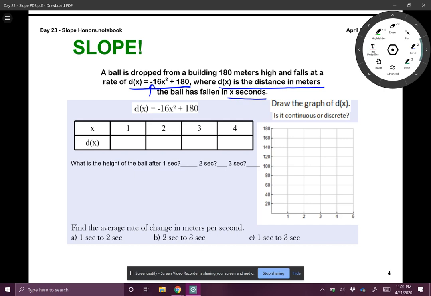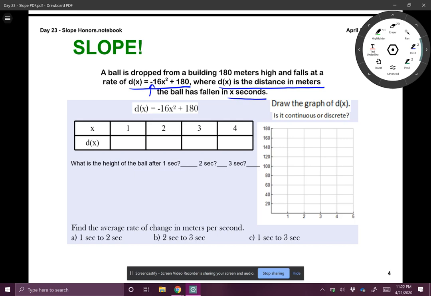So what we're going to do now is substitute in the numbers 1, 2, 3, and 4 into our function, and then we're going to add 180 to it after we multiply by negative 16 times that quantity squared. You can use a calculator for this if you want. You're going to do negative 16 times 1 squared. Remember, you have to do the 1 squared first, and then we'll add 180.